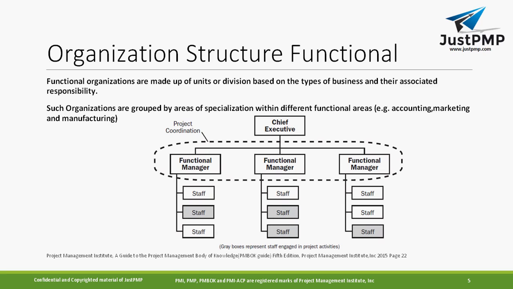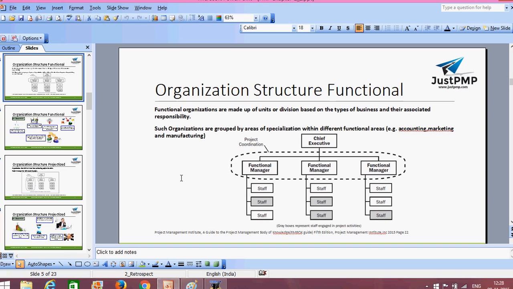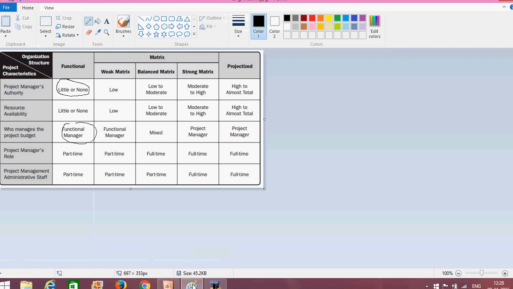Let me show you one of the diagrams. If you see this functional structure, the project manager's authority is little or none in this case. Resource availability is provided by the function, but the project manager has less authority over that. Who manages the project budget? This is the functional manager, and the project manager's role is part time. He will not be full time in a functional organization, and the project management administrative staff is part time.